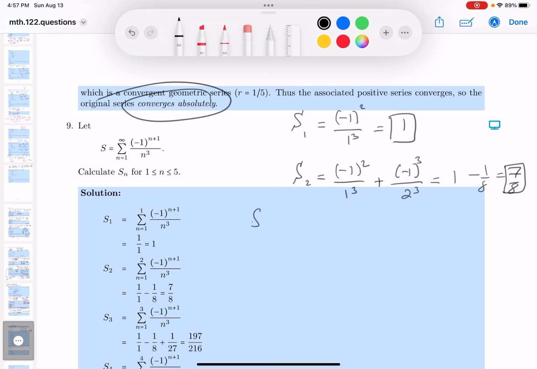Let me do S3. What I know about S3 is it's really just S2 plus that third term on, which would be minus 1 to the 4th power, which is 1, over, again, I'm at the third one, so 3 cubed, which is 27. Now they're getting more difficult, aren't they? It's going to be 7/8 plus 1 over 27. All right, so I guess I got to do some arithmetic here, don't I?